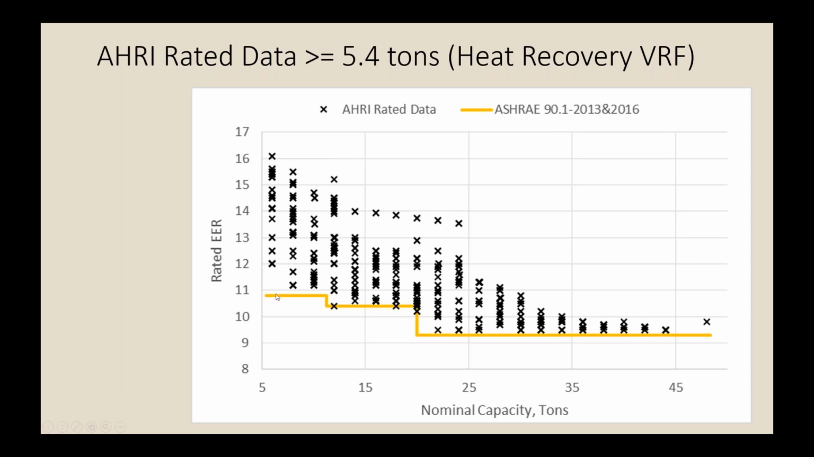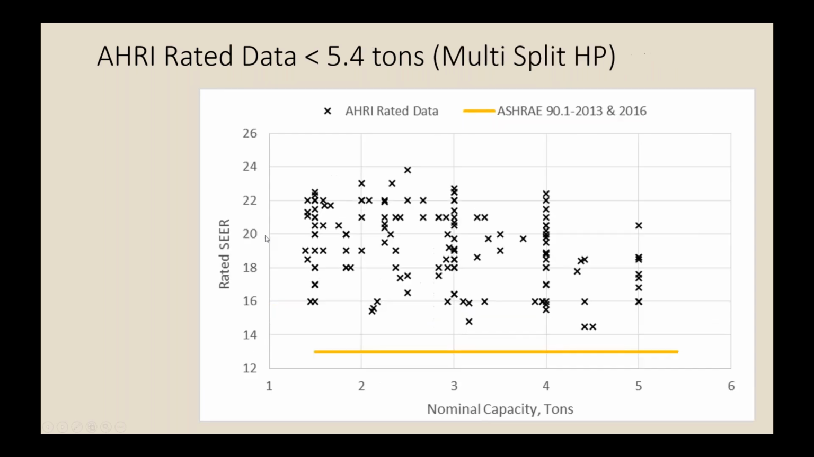So this is a graph of AHRI database data for a heat recovery VRF system. And then I've also got the ASHRAE 90.1 standard limits on here. And you can see that there's this stepwise change that is, I think, significantly related to the length of the piping run for each of these ranges. It's not exactly corresponding to that, but I think it's a significant factor. And then I think there are also some other factors that I'll talk about in a minute.